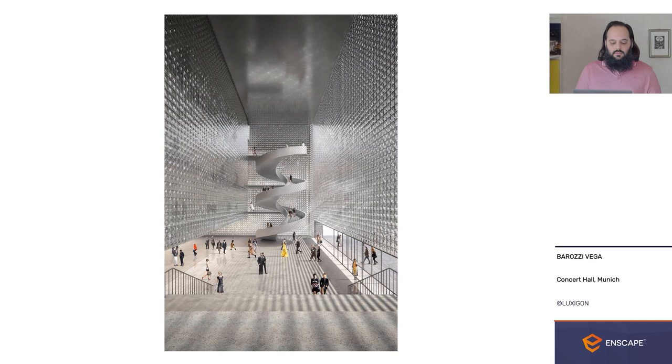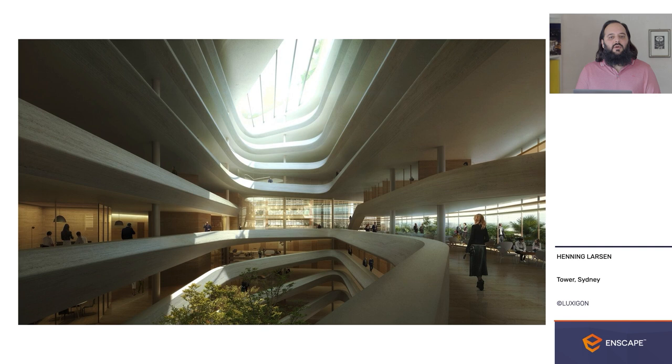Again, Luxigon visualizes a tower in Sydney for Henning Larsen: spacious access and lounge areas with the interplay of daylight and artificial light. The viewpoint not only allows one to perceive the space to the left and right, but also up and down. In spite of many aligned lines, the picture is given stability through the relationship of the lines to the corners and centers of the picture.